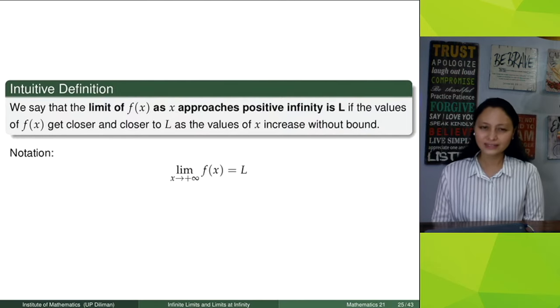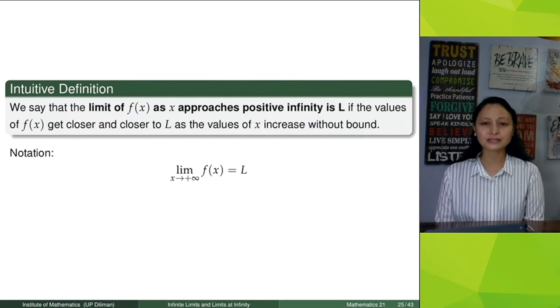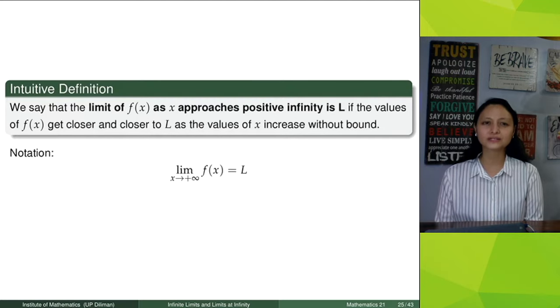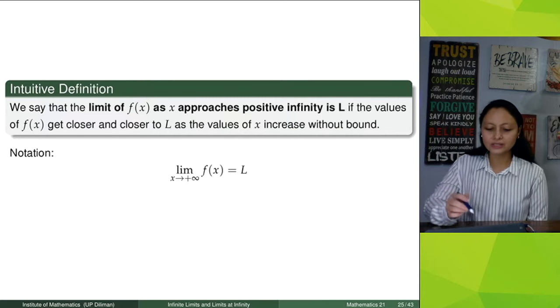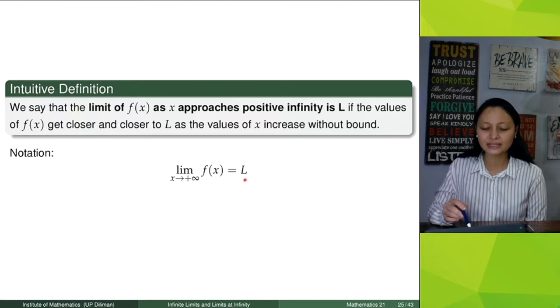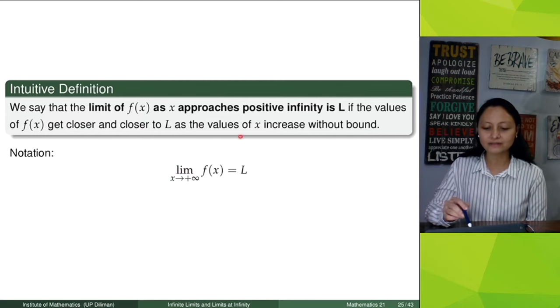Okay, so ito ulit, intuitive definition lang based on what we have illustrated earlier. So we say that the limit of f of x as x approaches positive infinity is L if the values of f of x get closer and closer to L as the values of x increase without bound. So in symbols, we say that the limit of f of x as x approaches positive infinity equals L. Habang ini-increase natin yung value ng x, palapit ng palapit yung f of x sa value na L. Okay?